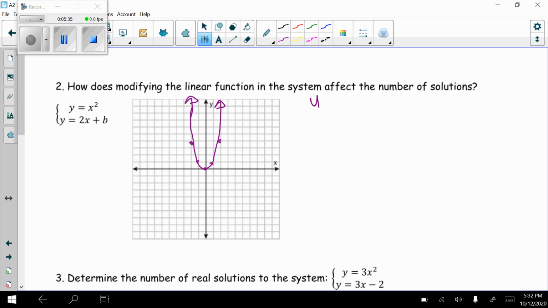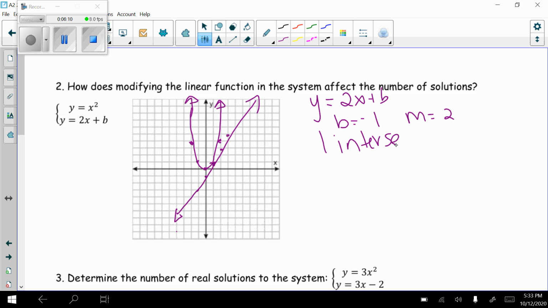So this time, y equals 2x plus b. We want to know, what does modifying that b do? So let's try a b of negative 1. Then my slope is 2. So I would come down here to negative 1, up 2 over 1, up 2 over 1. I could go down 2 over 1. So my line right there, I have one intersection point, and that's at the tangent.